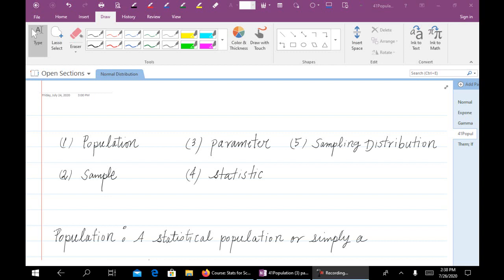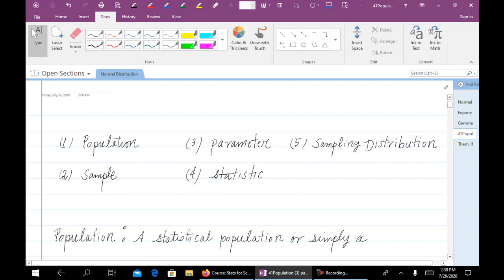In this video, the first thing that I would be doing is describing some key terms, which are the population, sample, population parameter, and sample statistic. And then after that, we start talking about the sampling distribution.